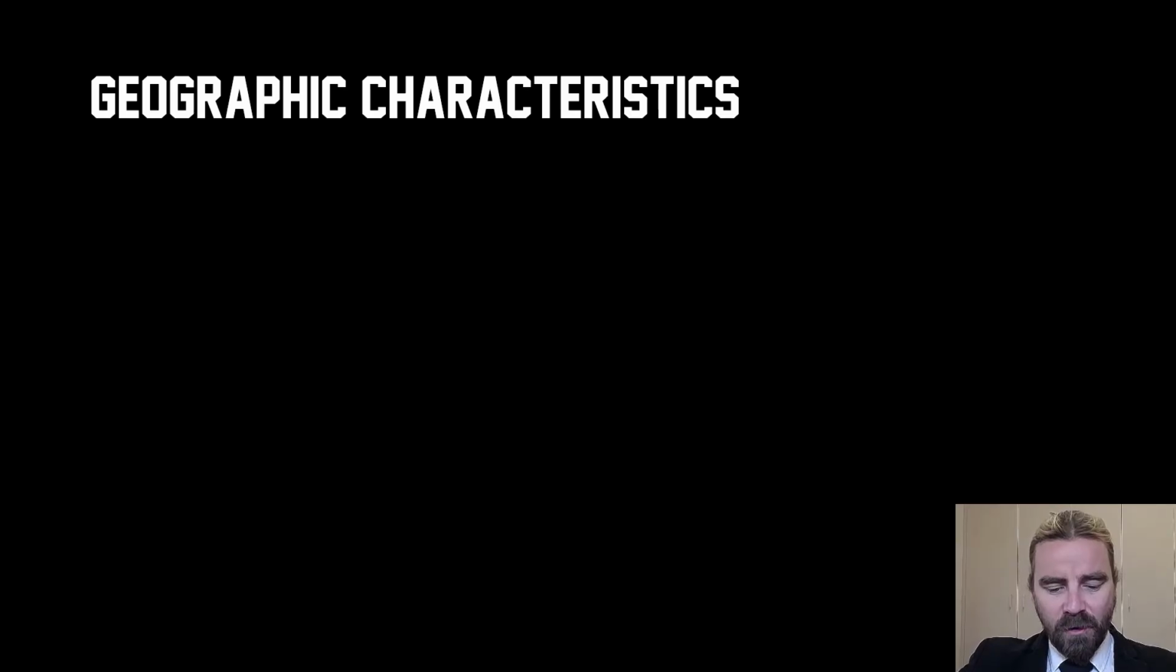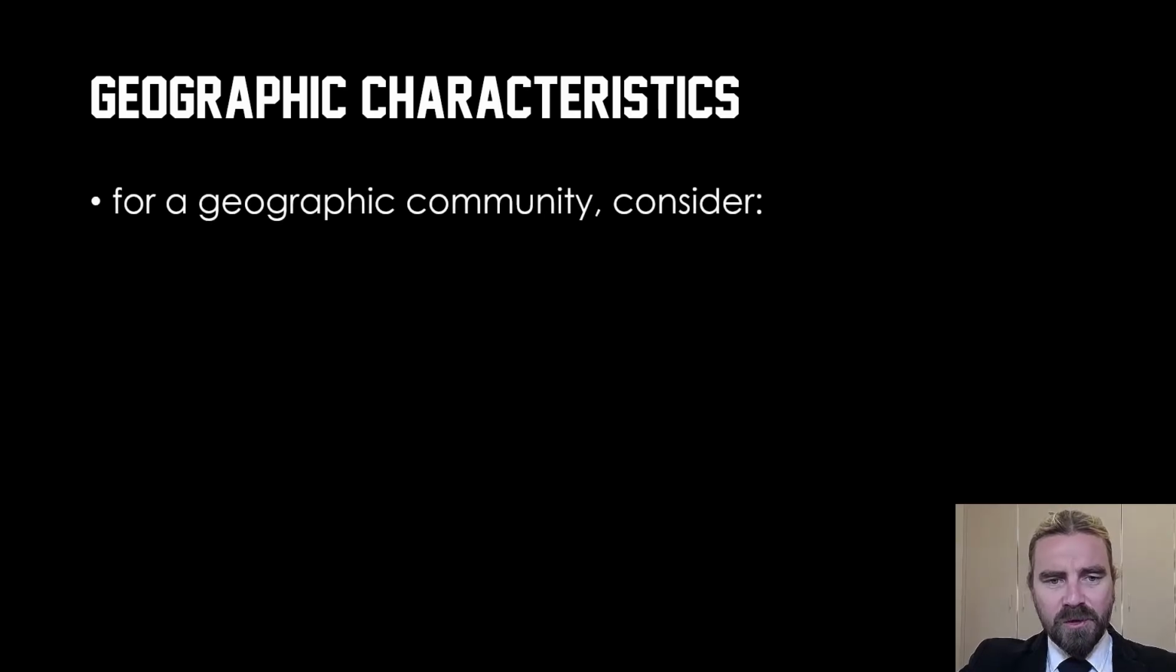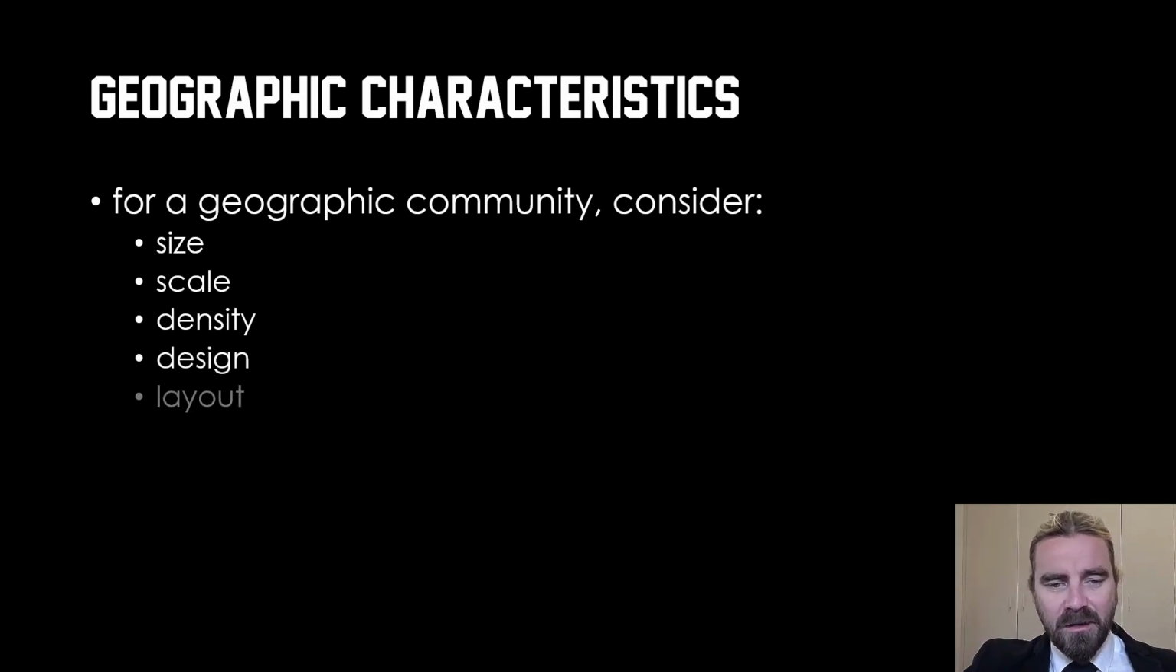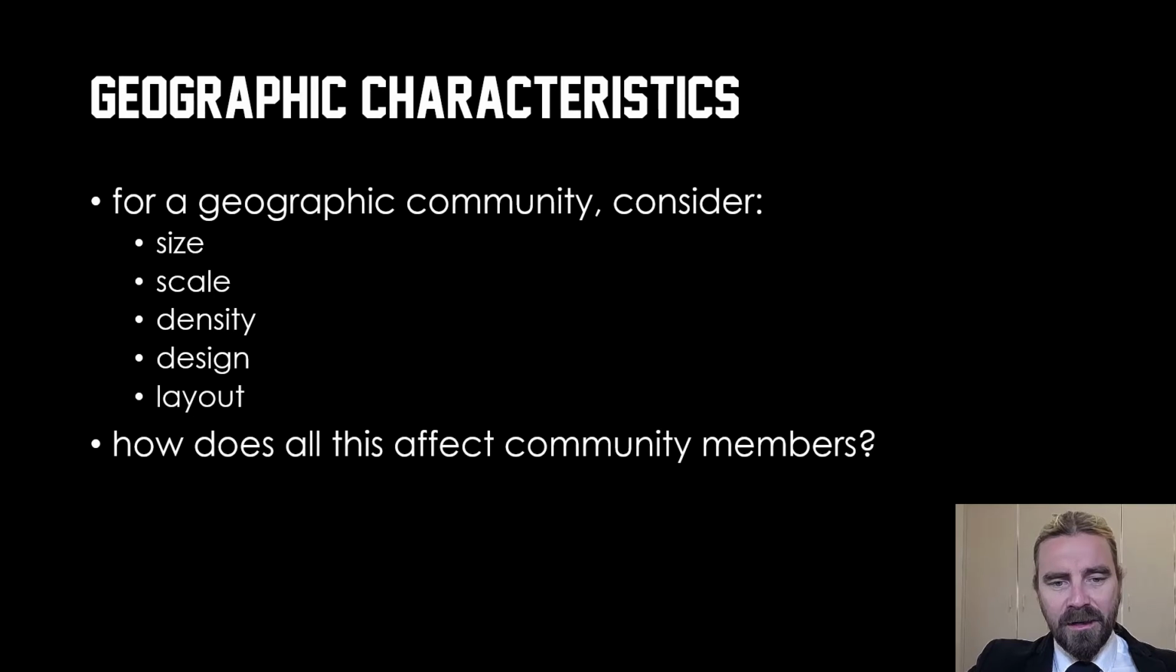Right, continuing on with geographic characteristics. Well, for a geographic community, we're talking about these things. How big is that community? What scale is it? Is it the local scale, the national scale, the international scale? How dense is it? How close together are the houses? And what kind of design and layout? And how do all of these 5 things affect community members?